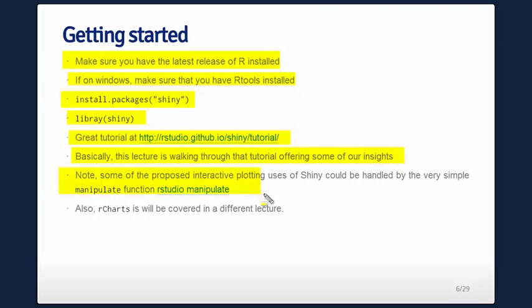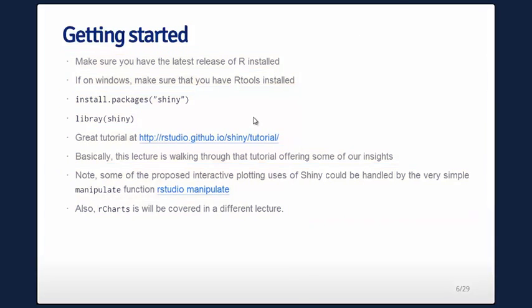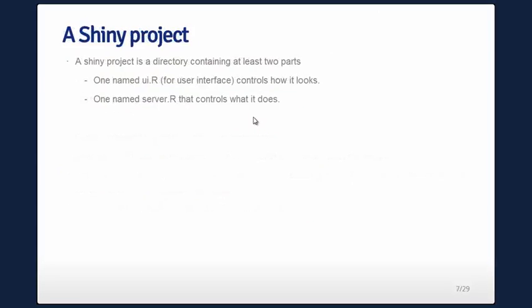I'm a huge fan of RStudio's manipulate function, huge fan of it. So often if you want to do something in Shiny, but you just want to do it for yourself, or you're going to do it for someone else who uses RStudio, manipulate is this awesome, simple little function. It handles so many little tiny, nice special cases, and I really like it. R charts will be covered in a different lecture for interactive graphics that use some modern JavaScript libraries.